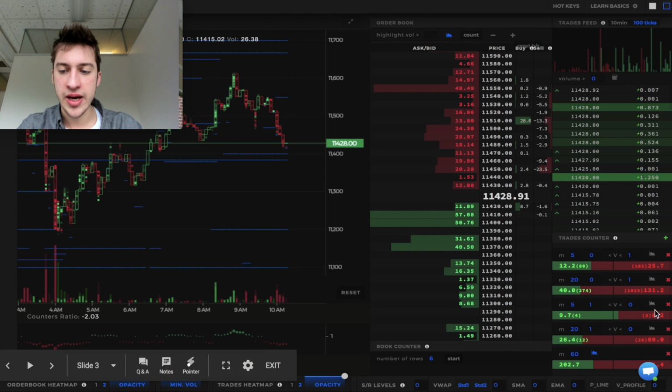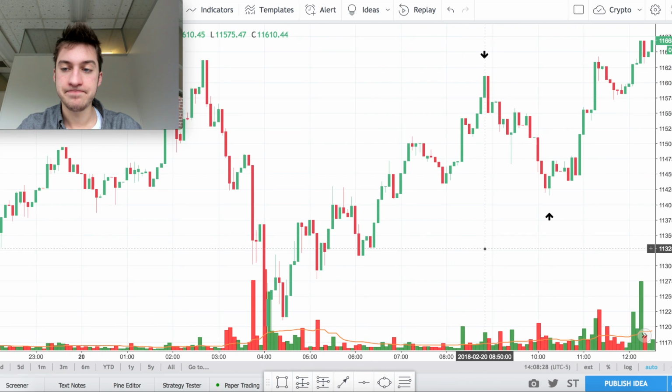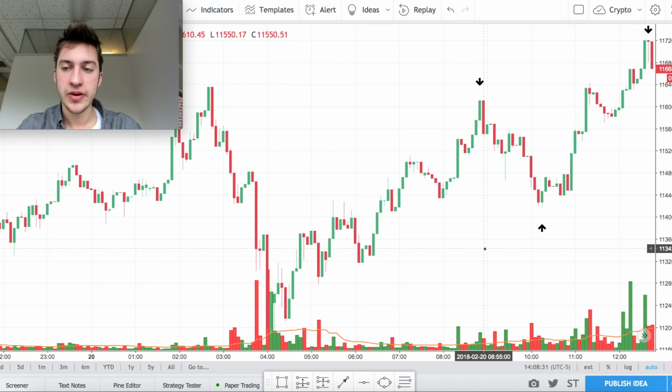Yep, and then we see the counter ratio is overwhelmingly oversold. A lot of people have sold here, as you can see. What happens? Well, you can probably guess. Price goes up. Too many people have sold.